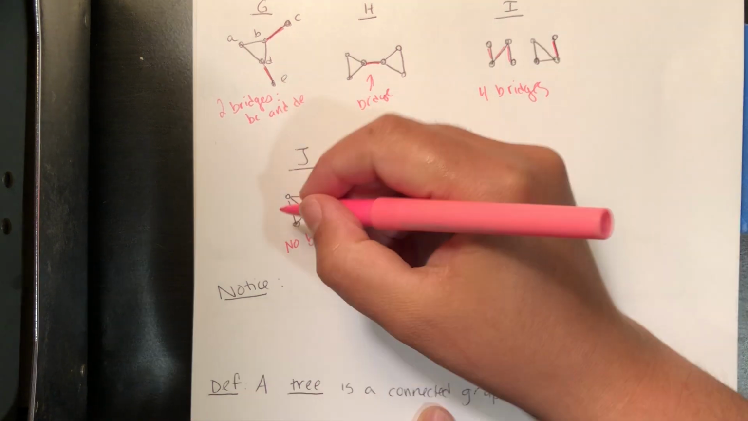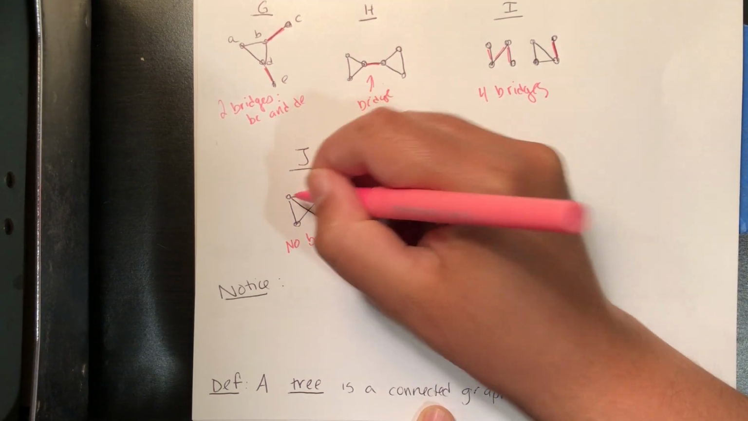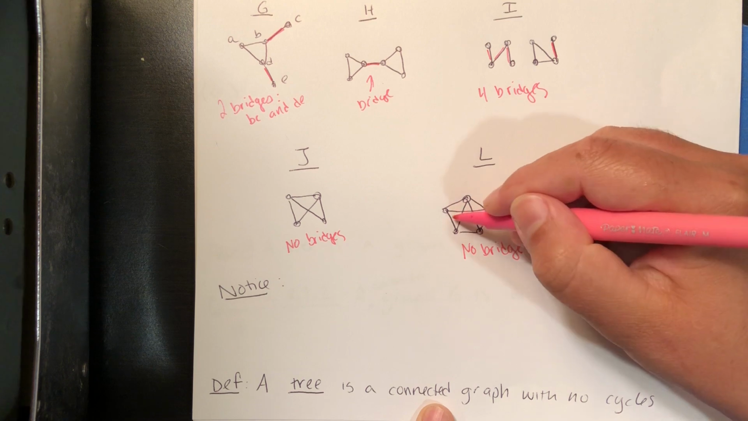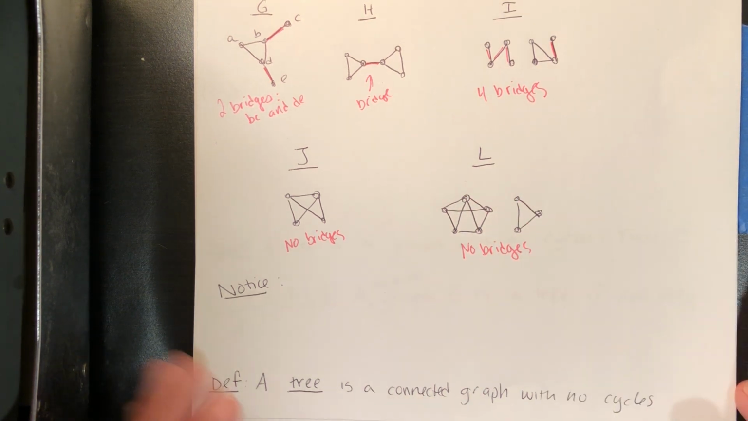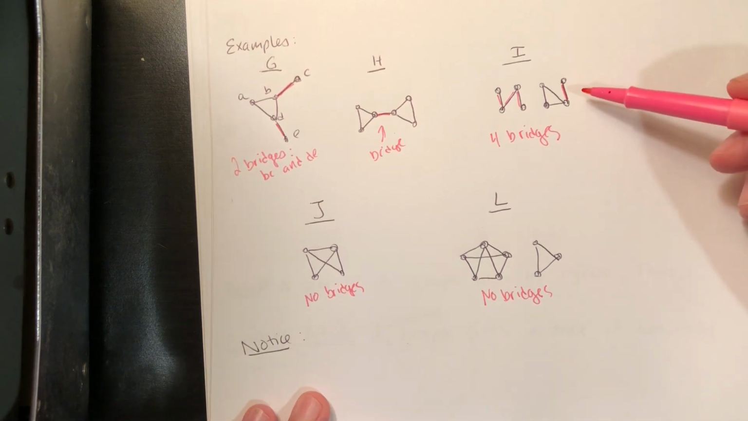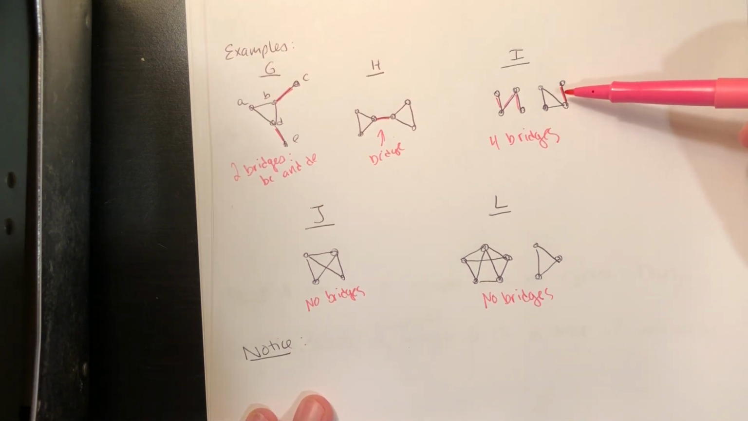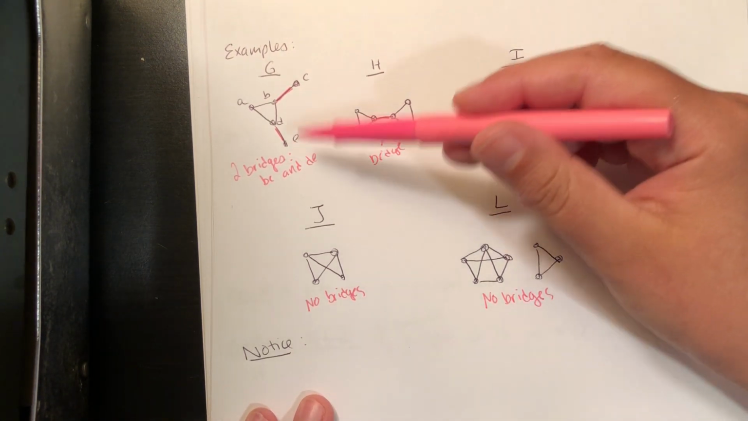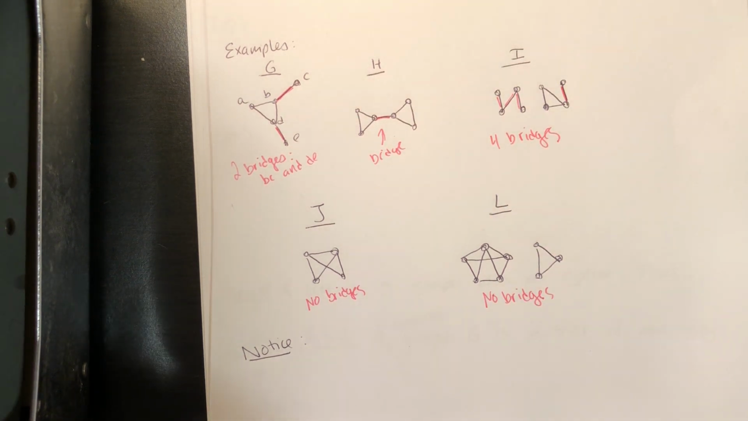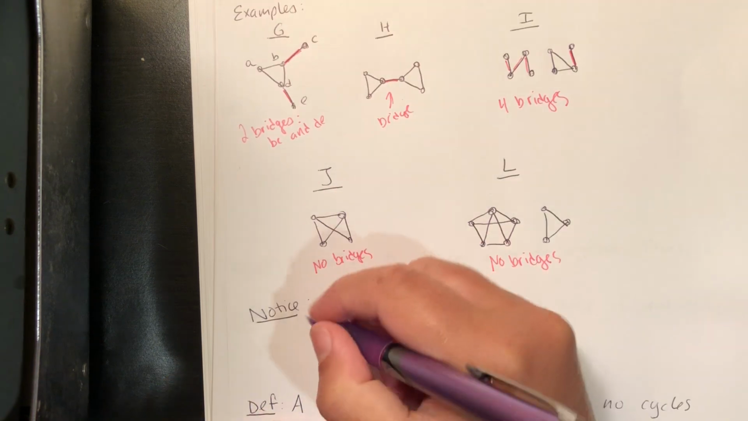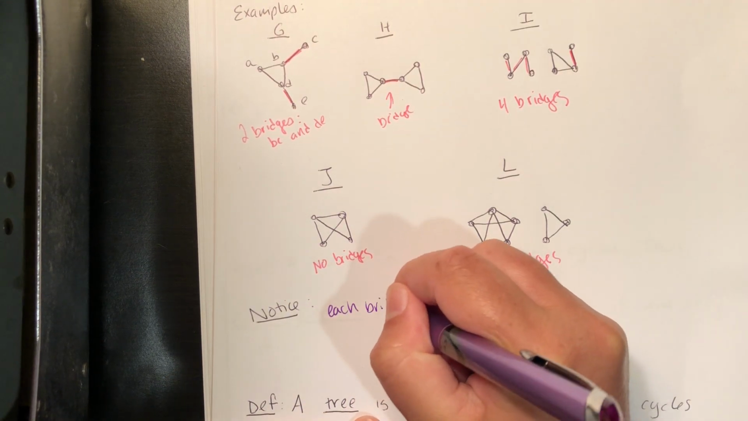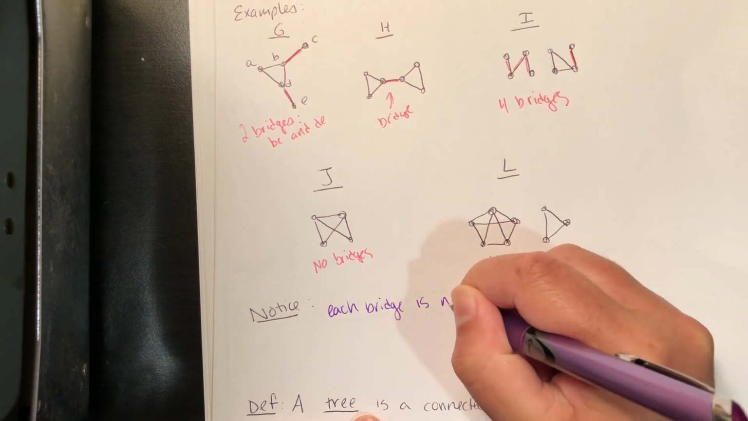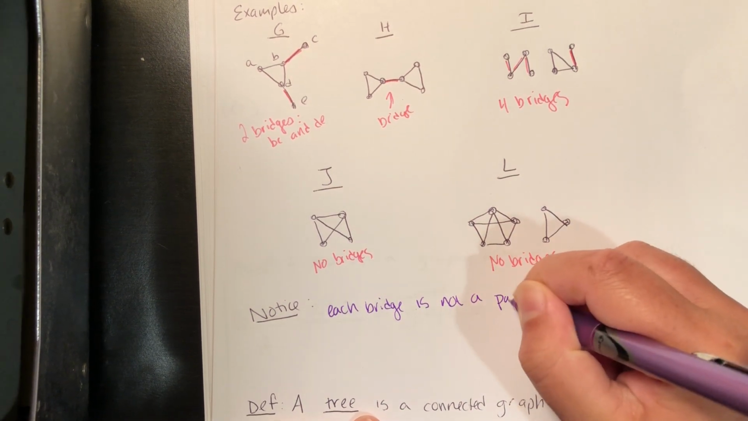And so in this graph, every single edge is part of at least one cycle. Similarly here, every edge is part of at least one cycle, and here as well. But up here, when we do have these bridges, each one of the bridges in each graph is not part of any cycle. And so the important thing to notice here is that each bridge is not a part of any cycle.